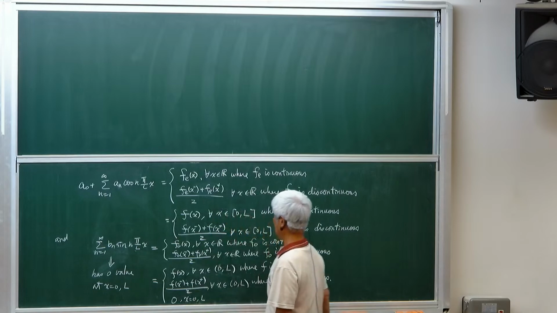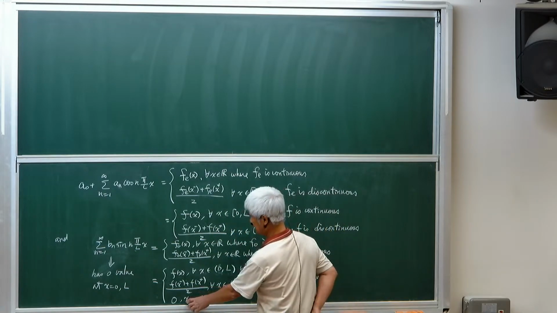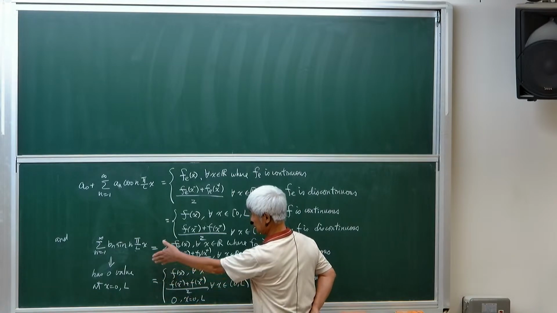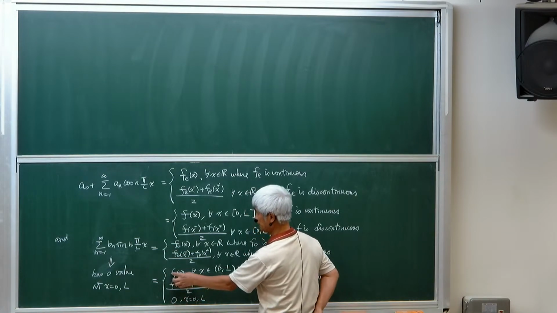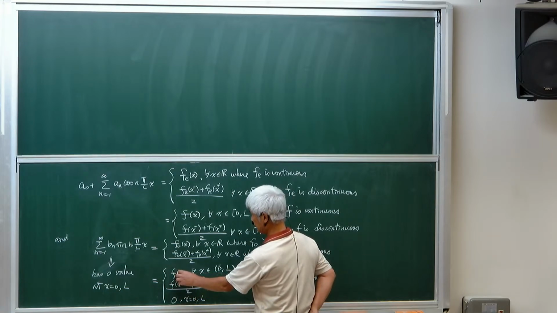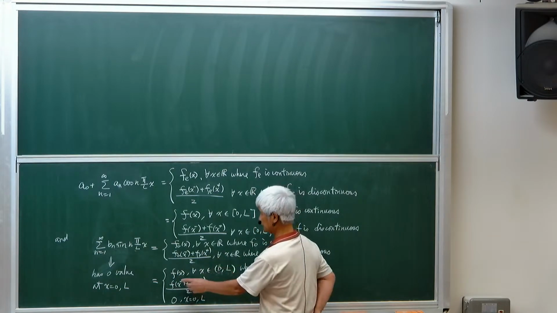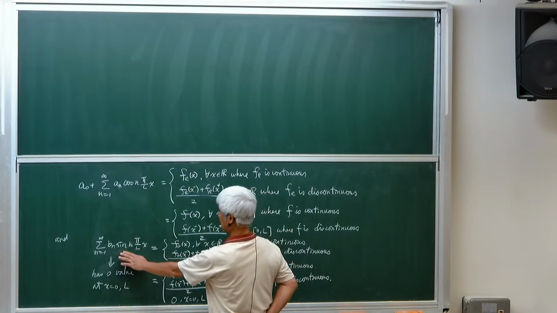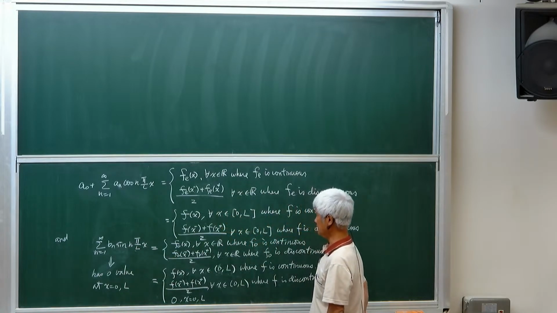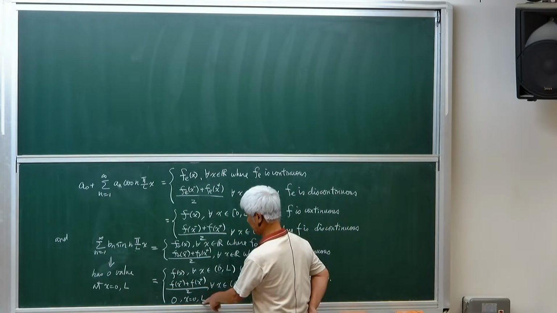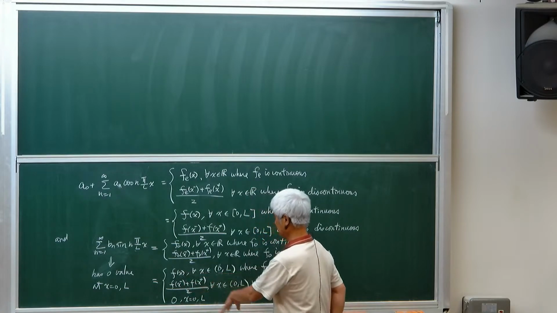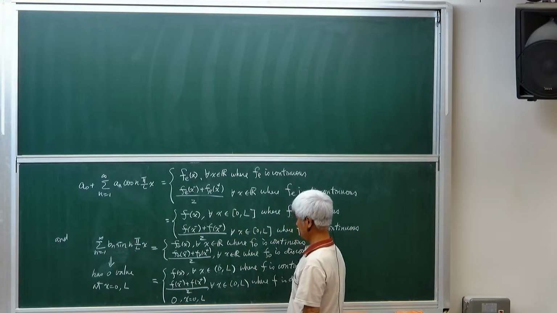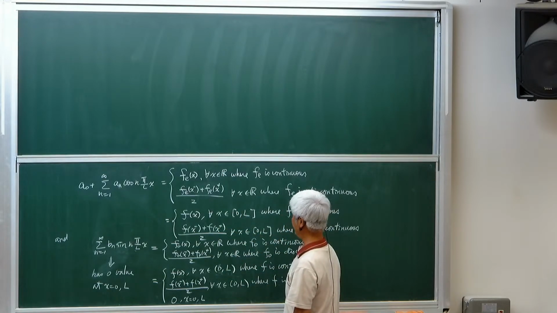Okay, so it depends on this: if f of 0 is 0, then of course you recover the value. But if f of 0 is not equal to 0, then you can't recover the value of f at x equal to 0 by this trigonometric Fourier series. This is the same when x equals L. So that we can have this result.